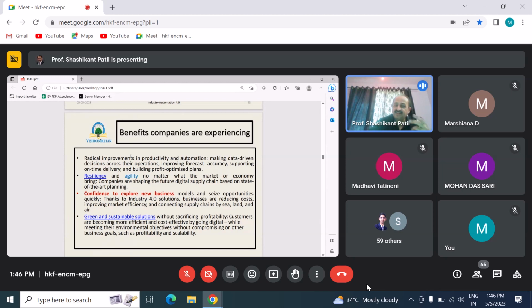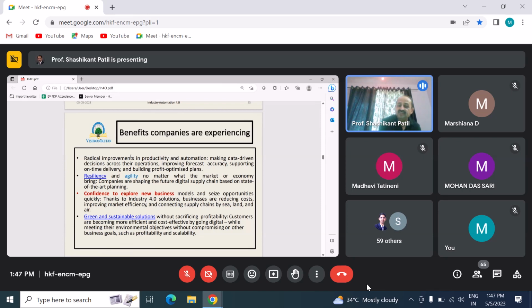They can meet deadlines, build more profit, and prepare more profit-optimized plans. Those are some of the experiences companies are having. Then they can get resiliency and agility. Okay, so what will the market or economy bring?